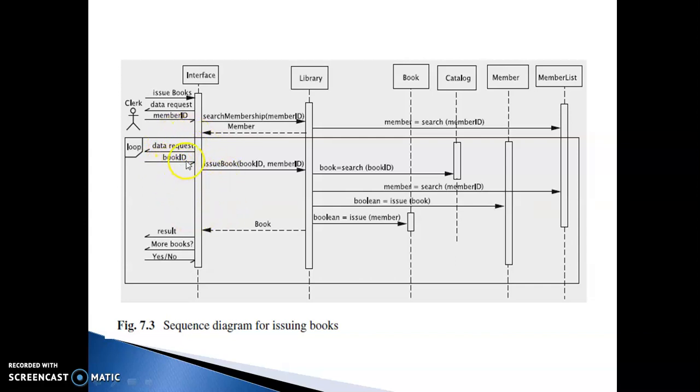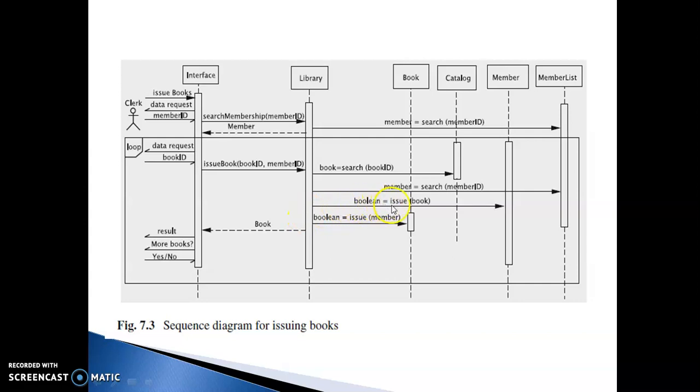That is, you can give the book ID. Issue book is a method with a book ID and a member ID. Why the member ID? This particular member wants to issue this particular book, and it will search the book catalog whether that book is present or not. Okay, and search member with the member ID, to see whether this member ID is present or not.